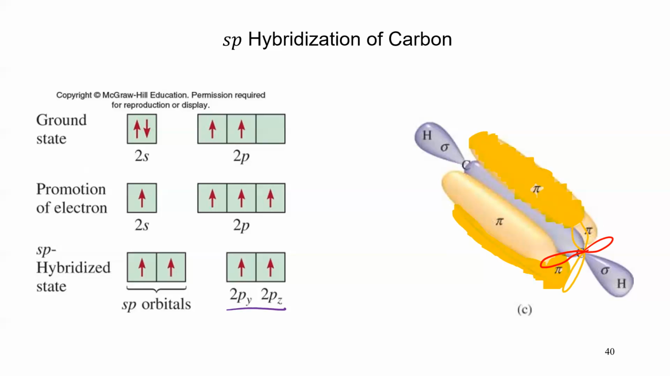So you have these 2 pi bonds. One of them has an area of overlap that's above and below, and the other one has an area of overlap that's left and right. This is C2H2, by the way.